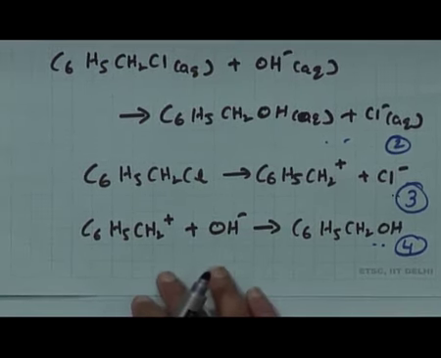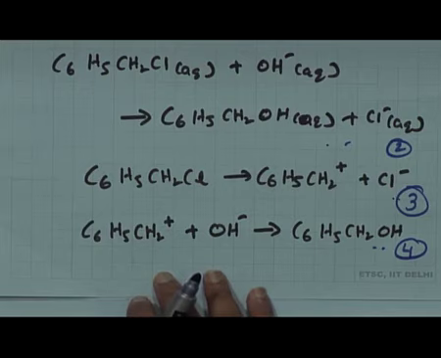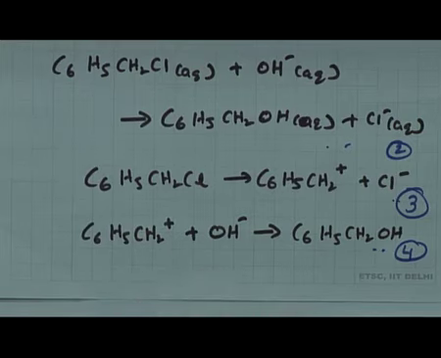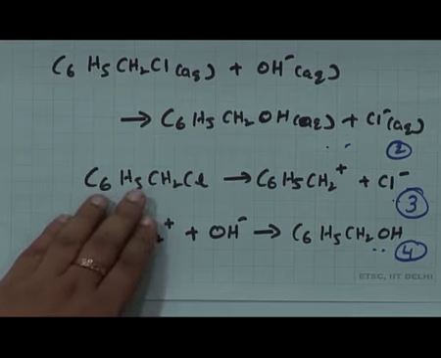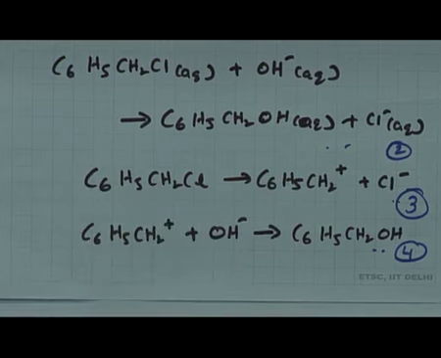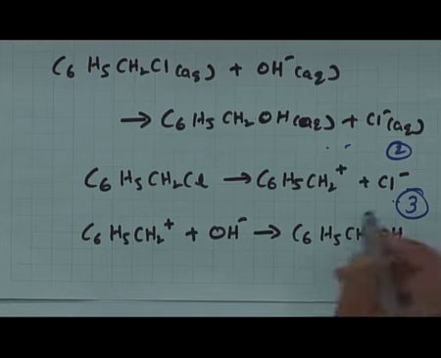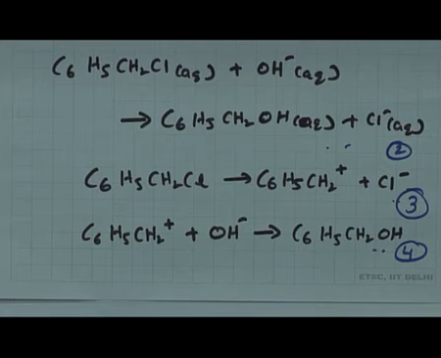So, unlike the previous reaction where everything was happening in a single step, this however is not happening in a single step. The first step is going like this, where this one decomposes into a benzyl cation and the corresponding chloride. Then this cation reacts with the hydroxyl ion to give rise to the corresponding alcohol.